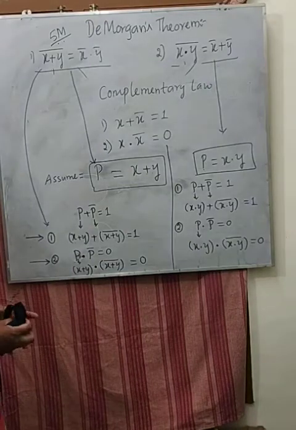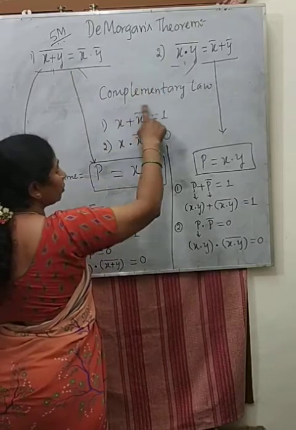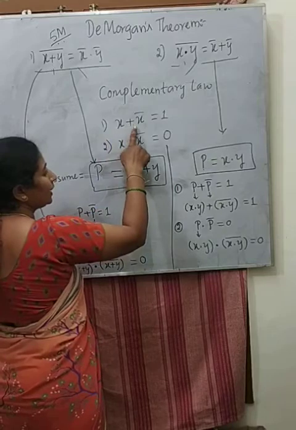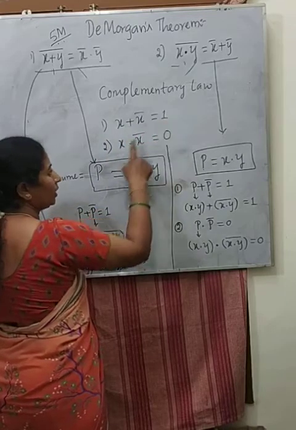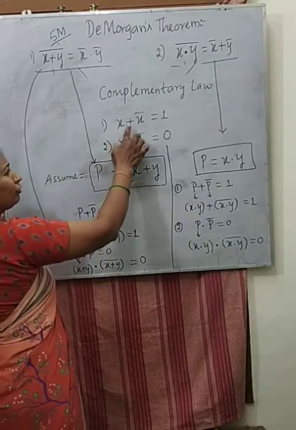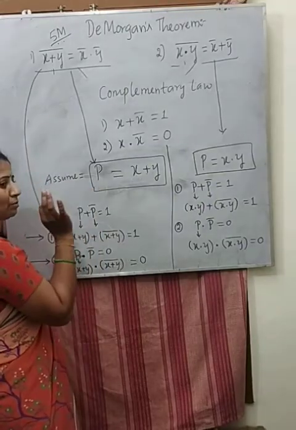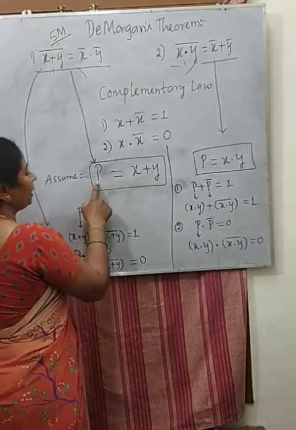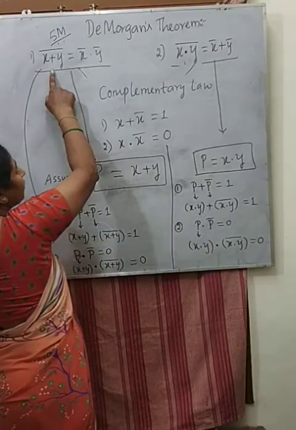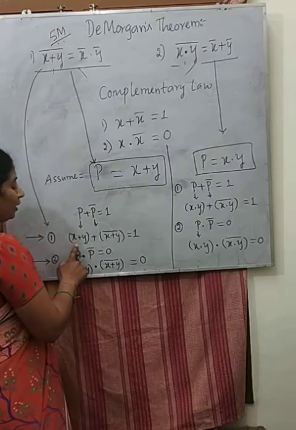Okay. Did you understand? Here, these two theorems are proved with which law? Complementary law. What is the complementary law? X plus x complement equal to 1. X into x complement equal to 0. Here, instead of taking x, I have taken the variable p as an assumption. For p, I am taking the value x plus y because the operation we are doing is plus here. So in the place of p, what can I write?